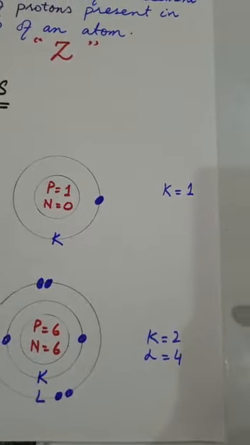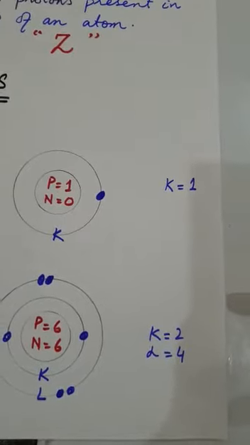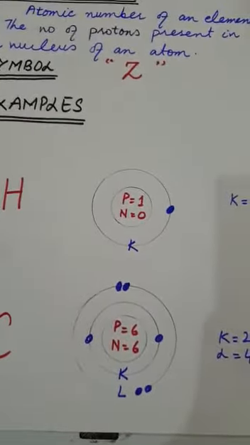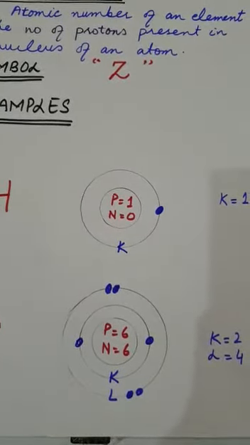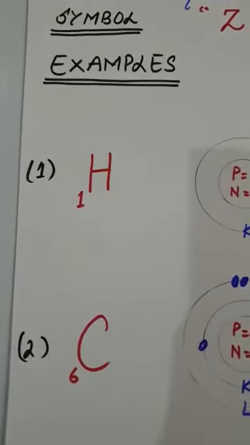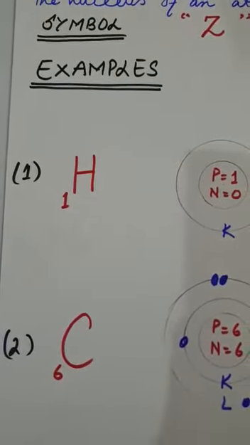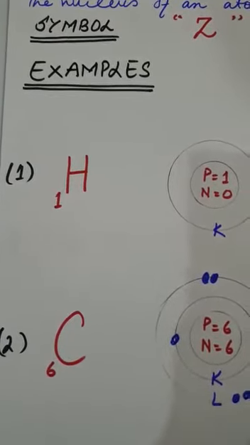The 4 electrons are present in the second shell. The second shell is the L shell. But here we are interested in the number of protons. So the structure indicates the presence of 6 protons in the nucleus. For that reason, the atomic number of carbon will be 6. That 6 will be written below the symbol.